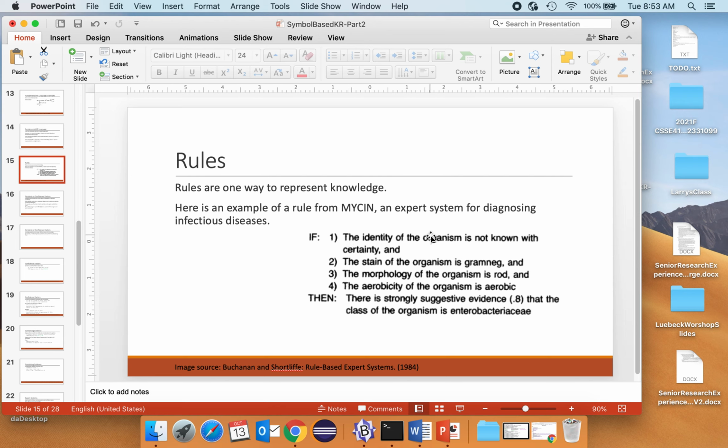If the identity of the organism is not known with certainty, and the stain of the organism is gram-negative, and the morphology of the organism is rod, and the aerobicity of the organism is aerobic, then there is strongly suggestive evidence, 0.8, that the class of the organism is this one over here. Again, these are rules that capture knowledge. This is not the sort of skill that I talked about when it comes to, say, playing the piano. This is domain expertise. So let's tease this apart in the next couple of slides.